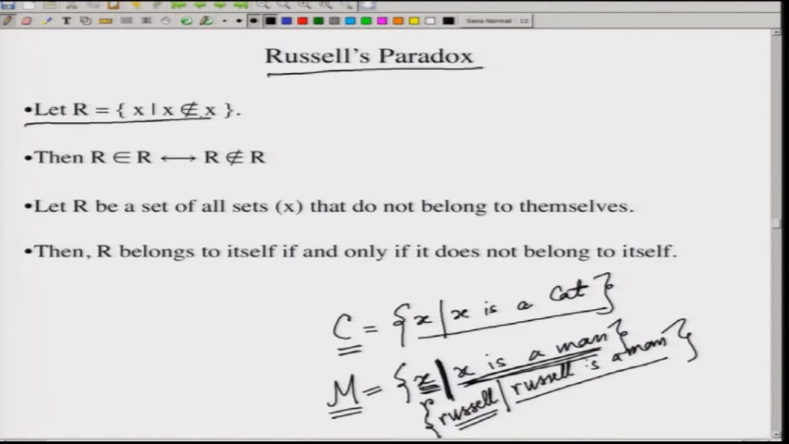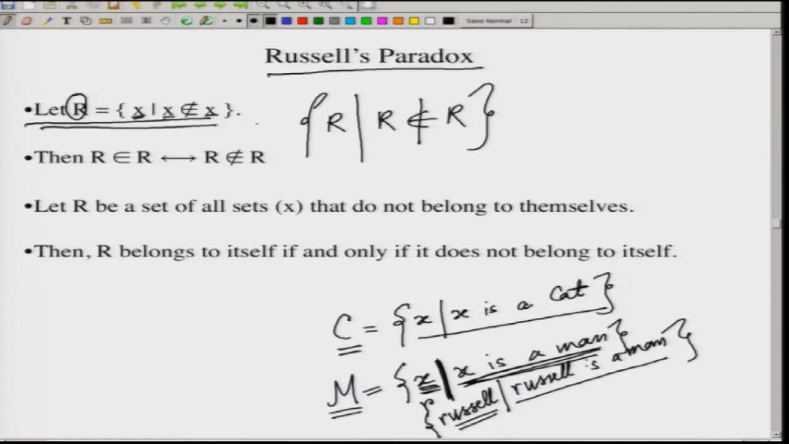Nobody prevents me from writing a condition like this; Cantor never said that you cannot write a condition like this. But the problem then is whether this set R belongs to itself. So far it is fine that R is the set of all sets x such that x does not belong to itself. The problem is that R is also a set. So if R is plugged in here, we get: R does not belong to itself.